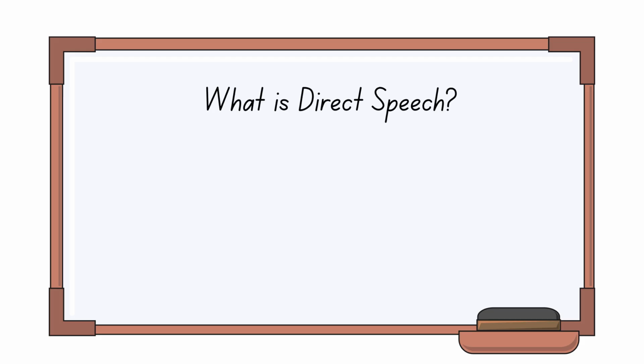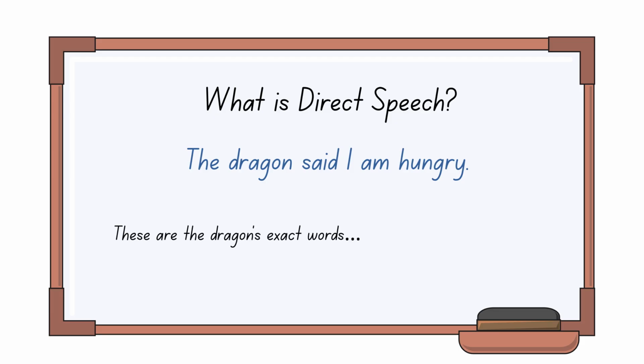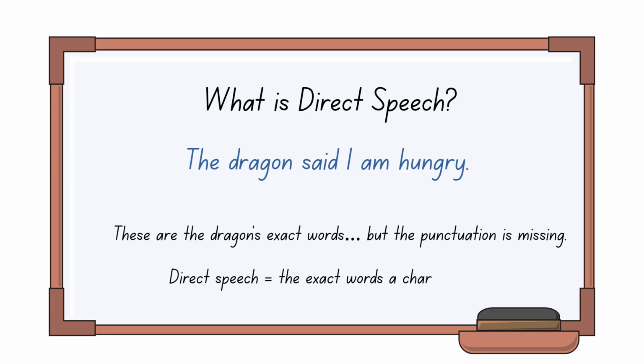Today, we are learning about direct speech. Direct speech means the exact words a character says. Look at this sentence. The dragon said, "I am hungry." We know what the dragon said, but the punctuation is missing.